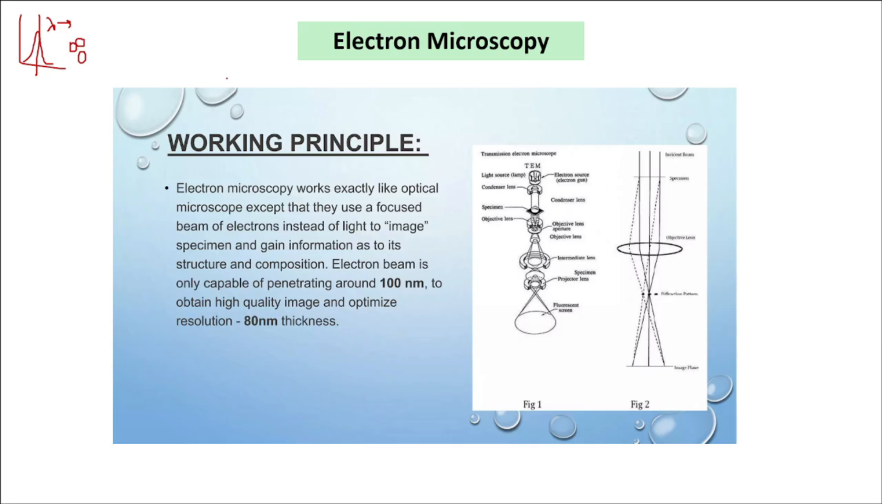So for that, since we are working in nanometer range, we cannot use the simple optical microscope that we have in the lab. Electron microscopy works exactly like optical microscope, except, and what is that exception? They use a focused beam of electrons instead of light to image specimen and gain information as to its structure and composition. Electron beam is only capable of penetrating around 100 nanometers, so electron microscopy works in the nanometer range to obtain high quality image and optimized resolution.